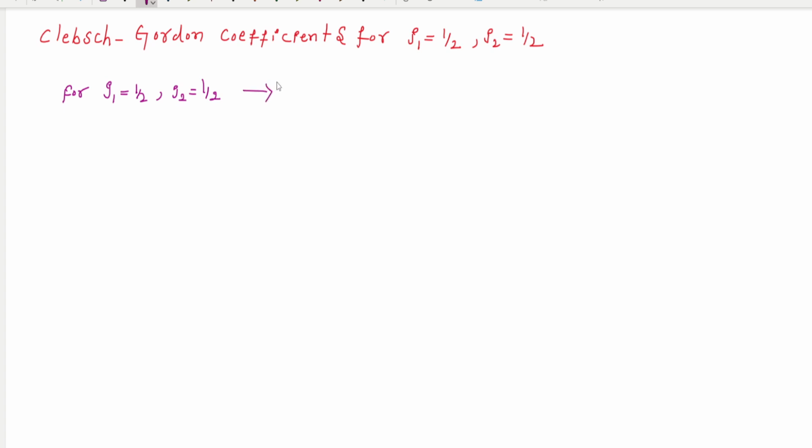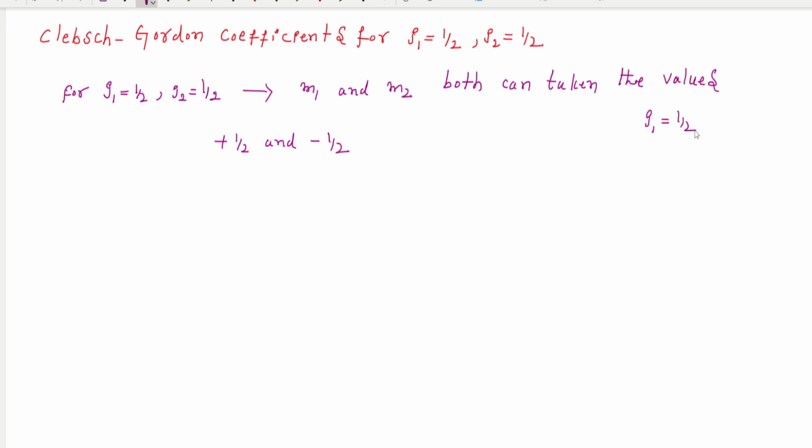Therefore, here I am going to write M1 and M2. Both can be taken the values: one is plus 1 by 2, another one is minus 1 divided by 2. For example, if you put j is equal to 1 divided by 2.